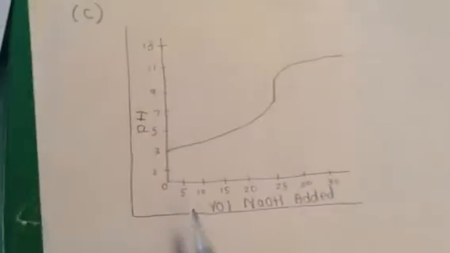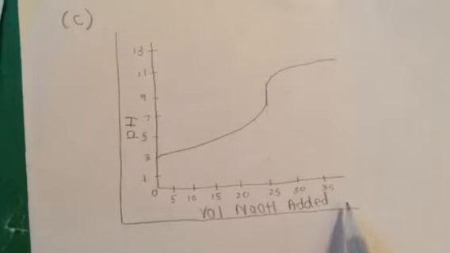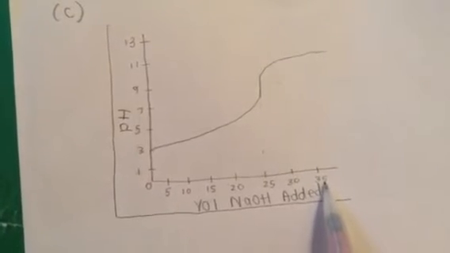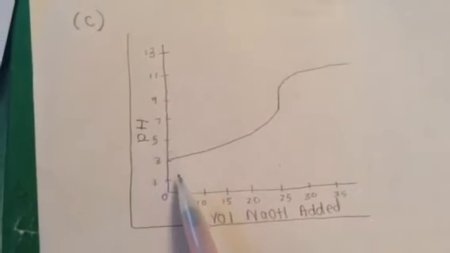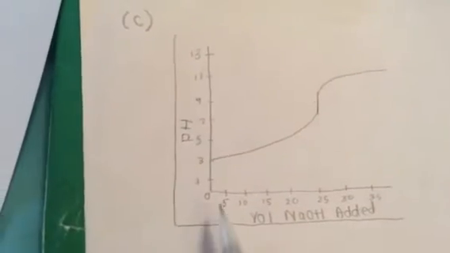Now for Part C, your curve should look something like this. The volume of your NaOH added should be on the x-axis and go up to 35 as said in the problem, and the pH should be on the y-axis. Your curve should start at a pH above 1, less than 7. Equivalence point should be at 25 milliliters and at a pH greater than 7.